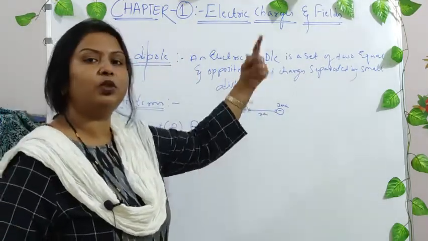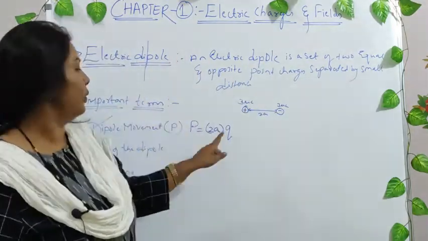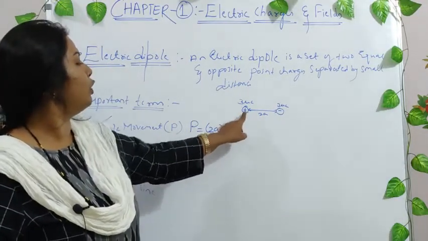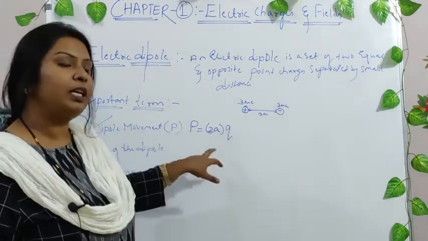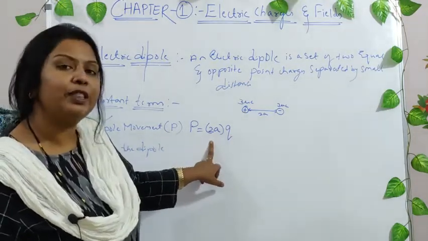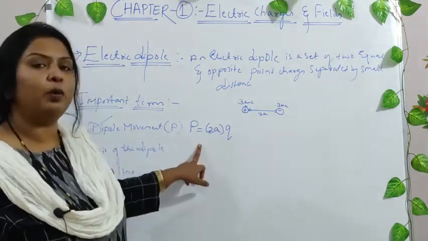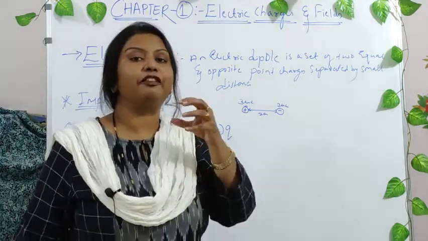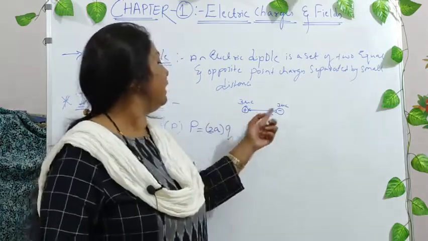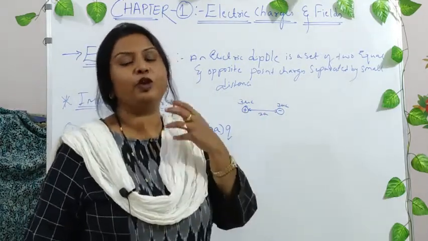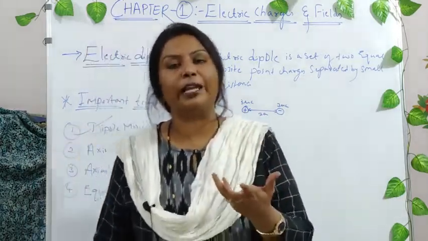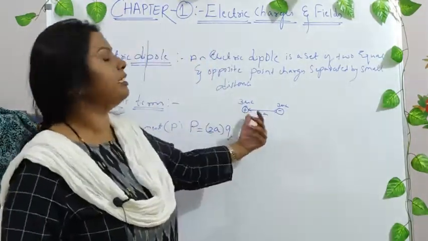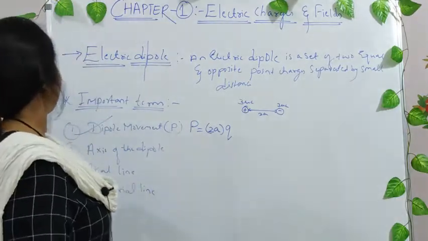Why? Because both are the same magnitude, right? The distance between the two charges is 2a and the magnitude of one is q. The product of the charge and the distance between them represents this dipole moment. Now this dipole moment gives the strength of the electric field that is generated due to this electric dipole. Whenever you calculate dipole moment, you calculate the strength of the electric field that is created by this electric dipole. It is called the dipole moment, right?